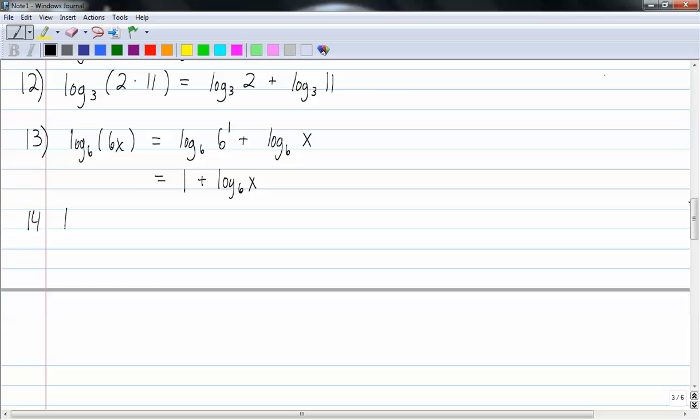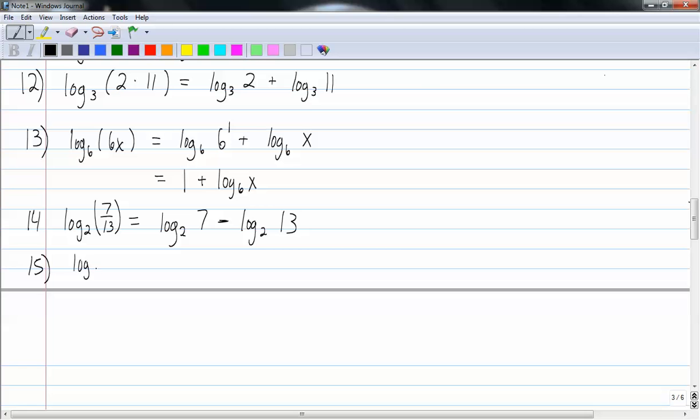All right, number 14, log base 2 of 7 over 13. That's equal to log base 2 of 7 minus log base 2 of 13. So we started out with a quotient. We were taking the logarithm of a quotient. So it's log of the numerator minus log of the denominator. So number 14 is A.